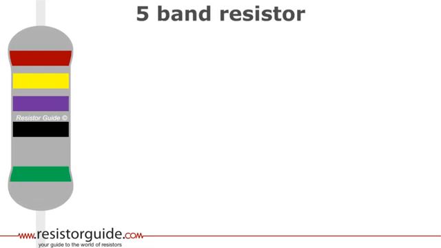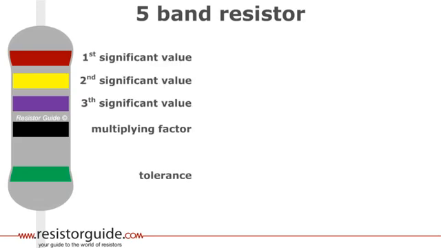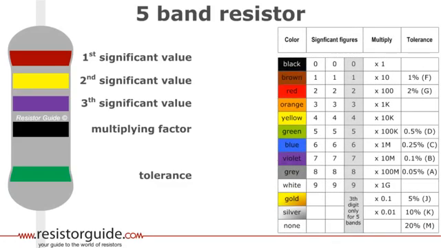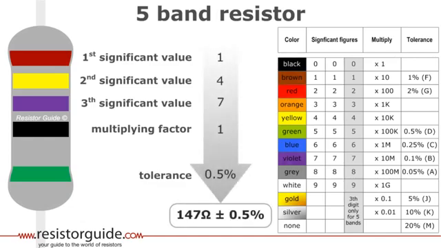Let's consider a 5-band resistor. The extra band is sometimes added for high precision resistors. Instead of 2 significant digits for the resistance value, this type of resistor has 3. So, the first 3 digits represent the significant values of the resistance, the fourth the multiplication factor, and the fifth the tolerance. Again, we use the color code chart to solve this example, and the solution is 147 ohms with a 0.5% tolerance. This is a preferred value from the E192 series.